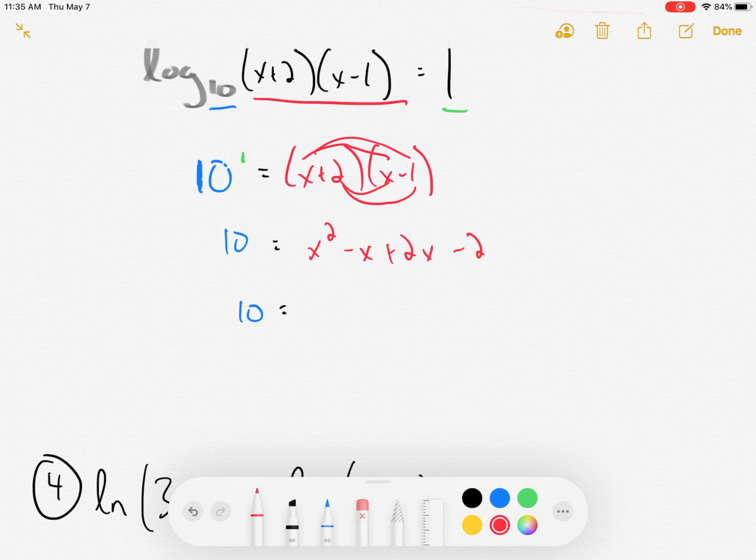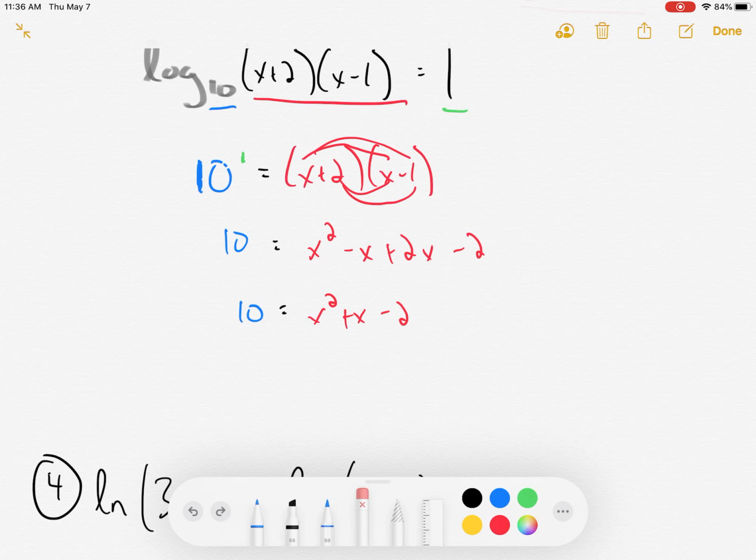10 equals, combine like terms in the middle, x squared minus x plus 2x. That should be plus x minus 2. Okay, well, now you might be saying, well, Mr. Adler, now what the heck do I do? Well, let's get everything over to one side, move this over here, and then go from there.